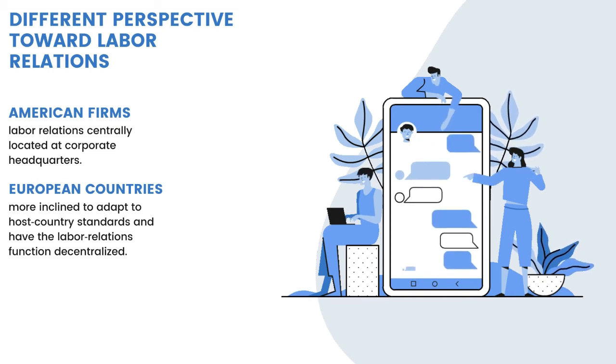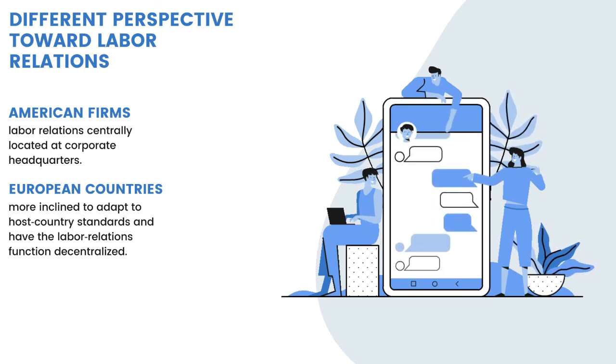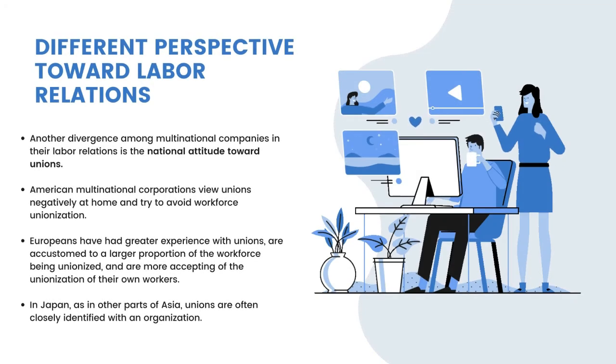European countries have small home markets with comparatively larger international operations. Thus, they are more inclined to adopt host country standards and have the labor relations function decentralized. Another divergence among multinational companies in their labor relations is the national attitude toward unions. American multinational corporations view unions negatively at home and try to avoid workforce unionization. Europeans have had greater experience with unions, are accustomed to a larger proportion of the workforce being unionized, and are more accepting of the unionization of their own workers. In Japan, as in other parts of Asia, unions are often closely identified with an organization.